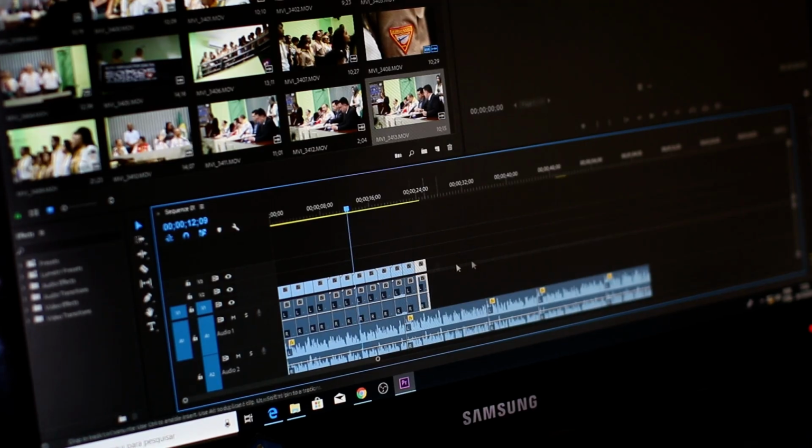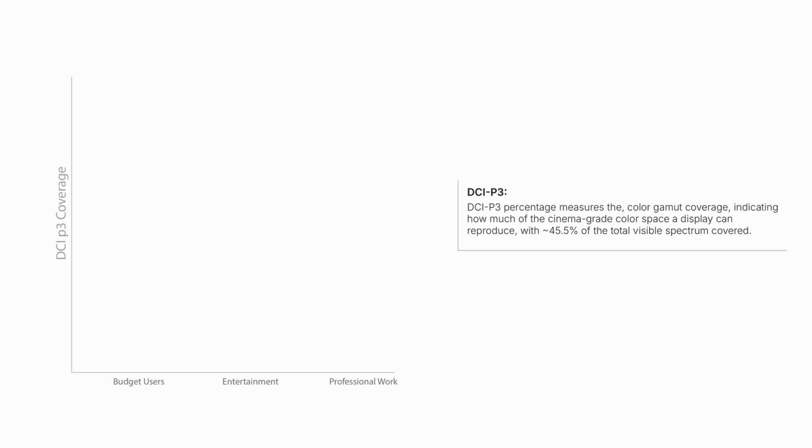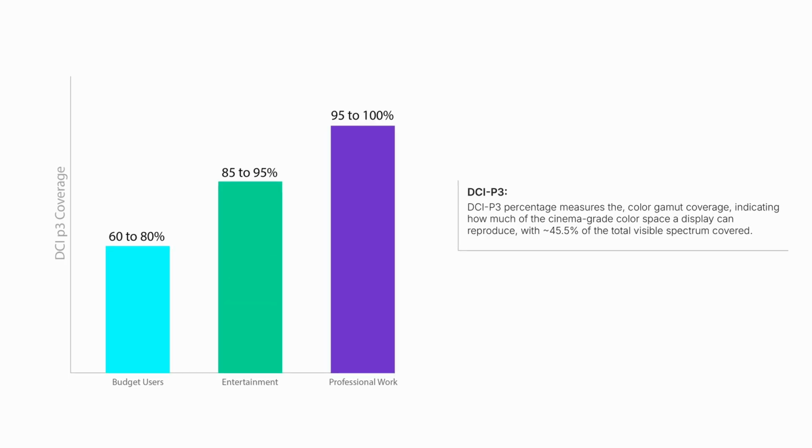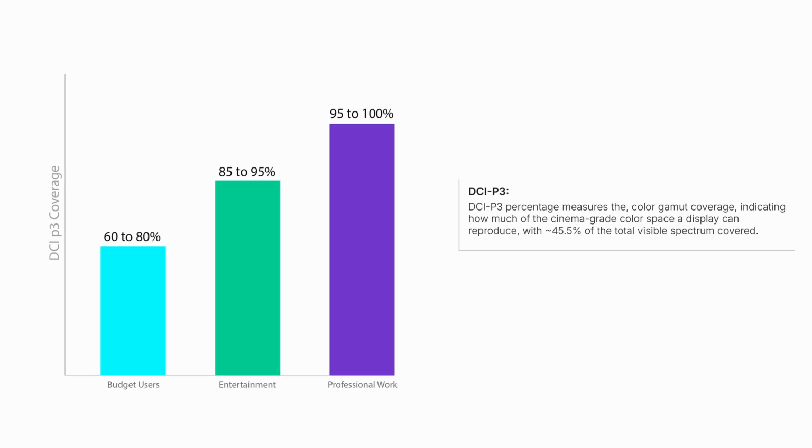So choosing a display for a smartphone is easy, but it can be complicated when it comes to a professional machine like a laptop or a monitor. If you are purchasing a laptop for professional work like content creation, video and photo editing, or any kind of color-related work, then always choose an OLED or mini LED panel with 95% to 100% DCI P3 coverage. Here, DCI P3 just measures color accuracy. The higher the percentage, the more accurate the color.